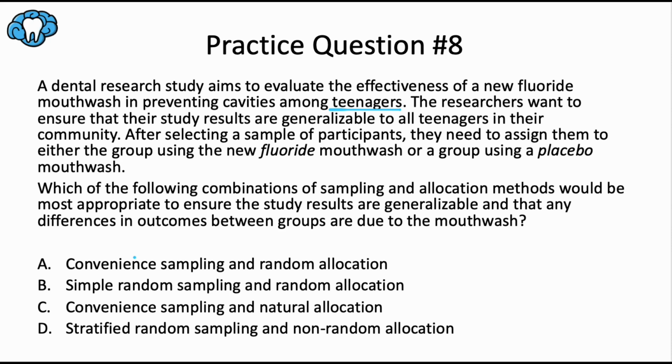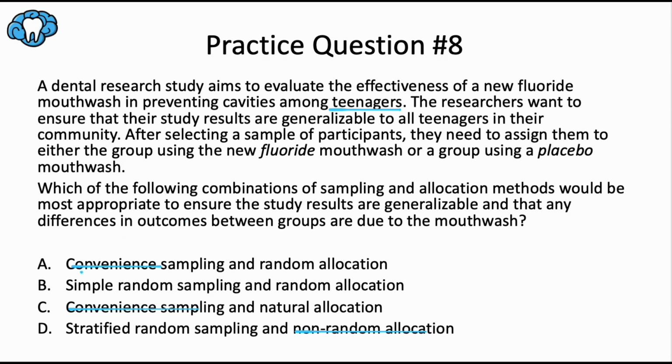So for this one, I would just rule out all of the answer choices that involve something that's not random. So for example, convenience sampling is not random. Convenience sampling again is not random. And then we have non-random allocation down here, which could be by convenience or by clinician choice.